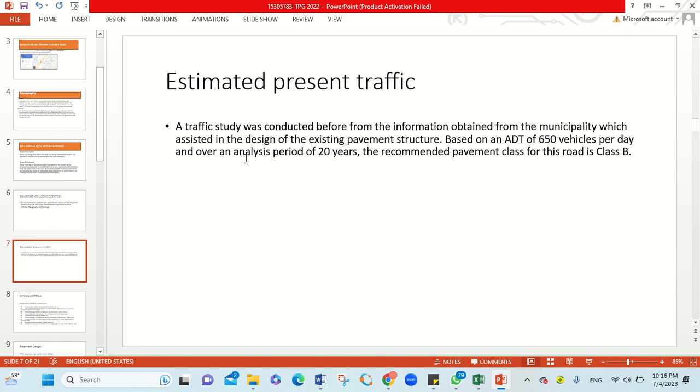Estimated present traffic. A traffic study was conducted before, from information obtained from the municipality, which assisted the design of the existing pavement structure. Based on an ADT of 650 vehicles per day and an analysis period of 20 years, the recommended pavement class for this road is Class B.